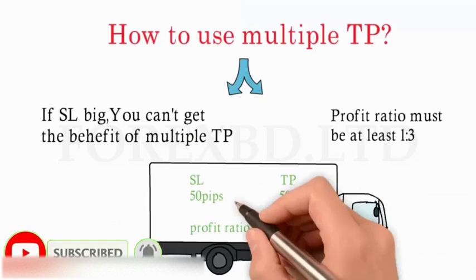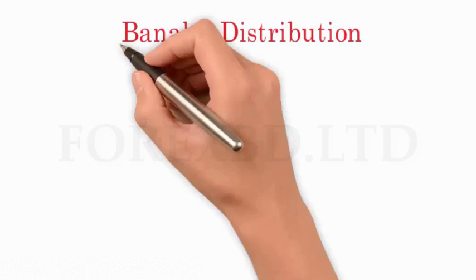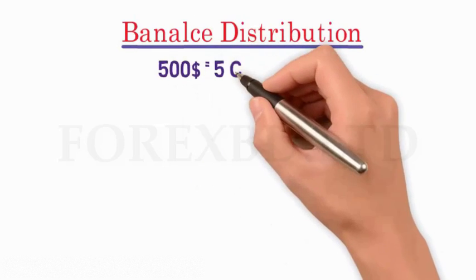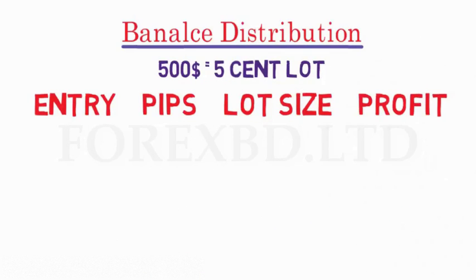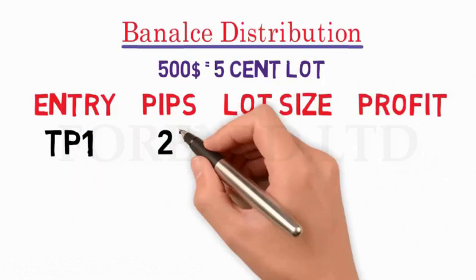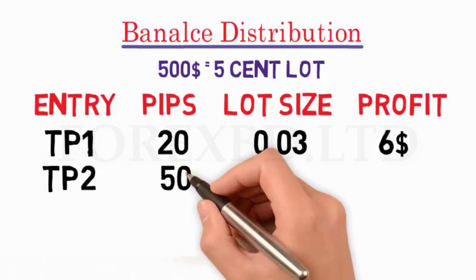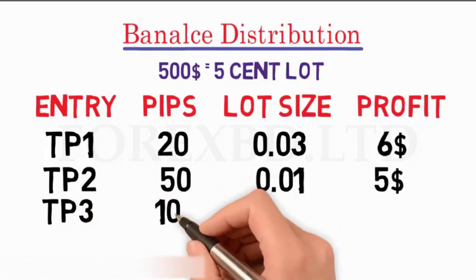For using multiple TP, you have to be aware of your balance. Depending on your balance, you have to distribute your lot size. Like if your balance is $500, your lot size will be about 0.05. It's called money management. So if your balance is $500 and you want to place 3 trades at the same time, your first trade's lot size will be about 0.03. The second trade's lot size will be 0.01 and the last one's lot size will also be 0.01.